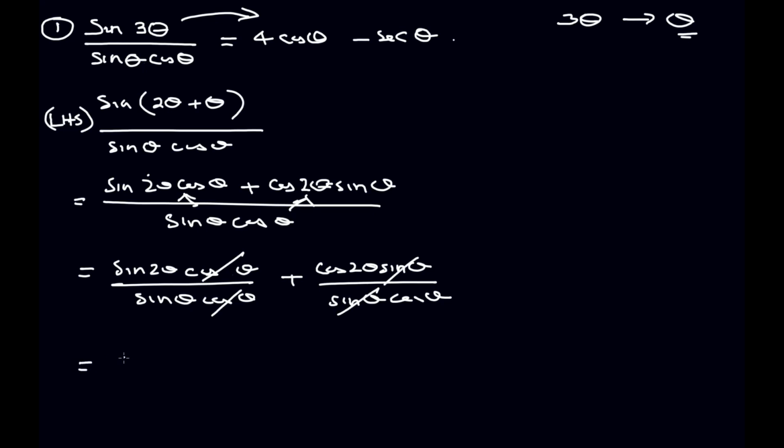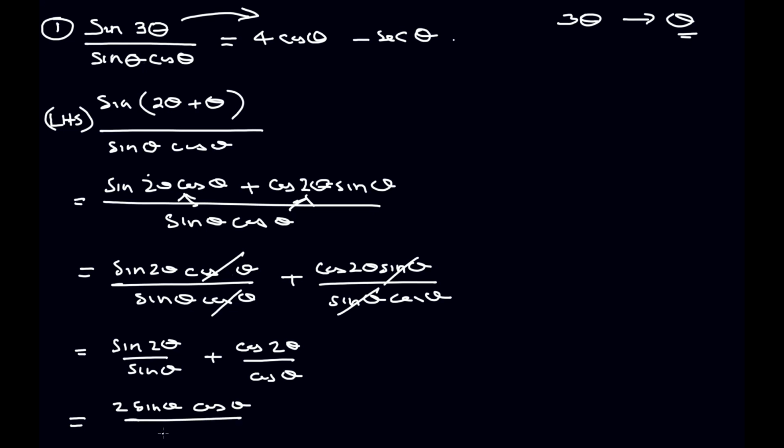So I can simplify this further by saying this is now sine 2 theta over sine theta, then plus, this I maintain, cos 2 theta over cos theta. So we still have a chance to expand. Let's expand this side and that side. Remember, sine 2 theta was giving us 2 sine theta cos theta, so 2 sine theta cos theta, then we have sine theta here.